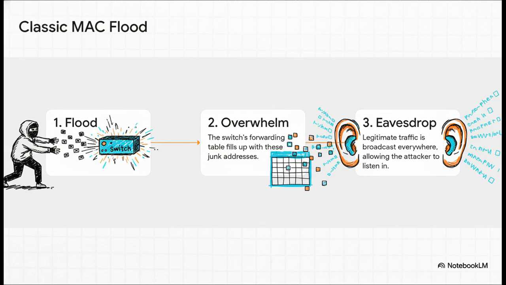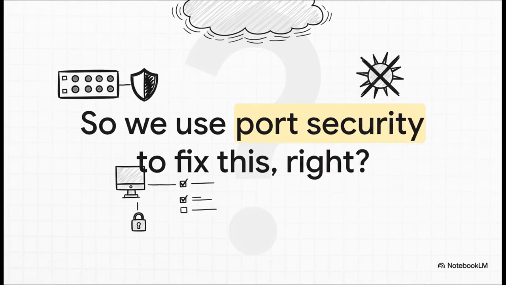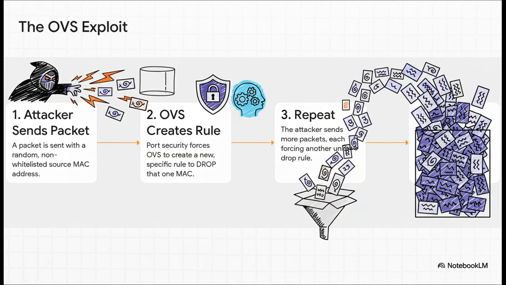And at that point, it panics and just broadcasts all traffic to everyone, which lets the attacker listen in on everything. And the fix for this has been around forever. It's a feature called port security. You just tell the switch, hey, only listen to traffic coming from this one specific whitelisted address. Problem solved, right? Well, no. This is where things get wild.